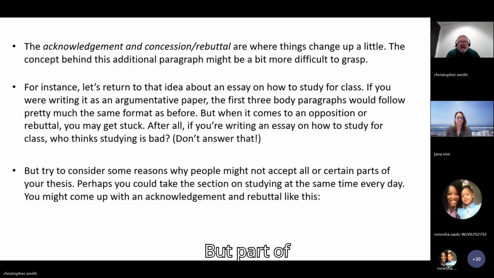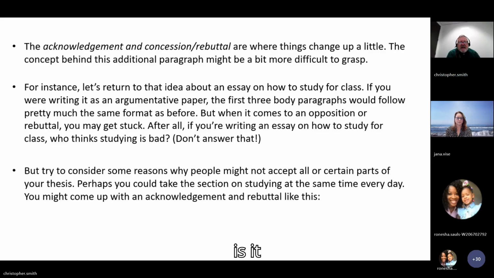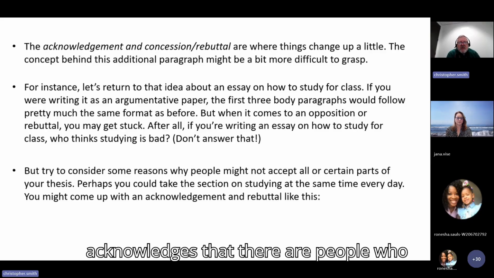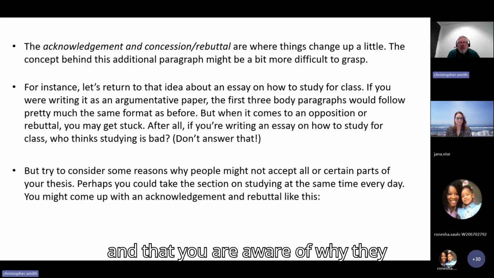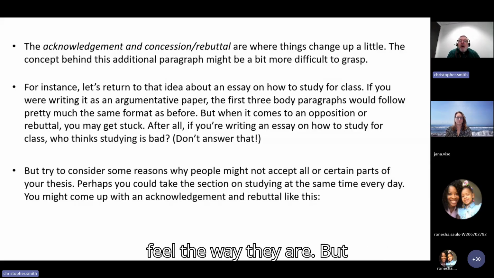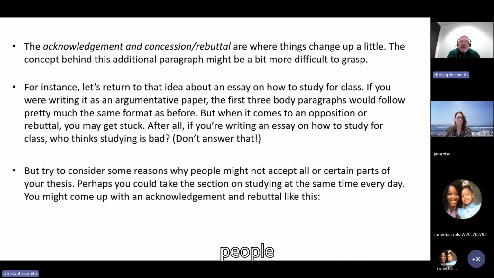But part of what the acknowledgement, concession, rebuttal does is it acknowledges that there are people who don't think the same way you do, and that you are aware of why they feel the way they do, but you can give a good reason why even those people should consider doing what you advise.